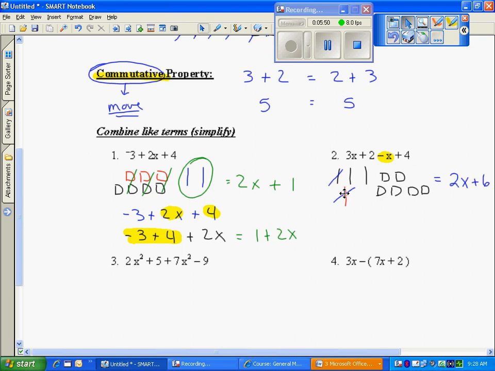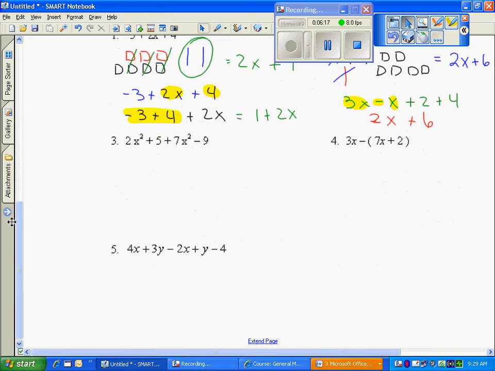Looking at the commutative property using algebra, I'm going to take the 3x and I'm going to switch these two in position. Notice my x still remains negative and my 2 is positive. Adding like terms, if I think of this, I have 3 x's, I take one away. I had 3, I took one away, so now I have 2 x's and 6 tiles.